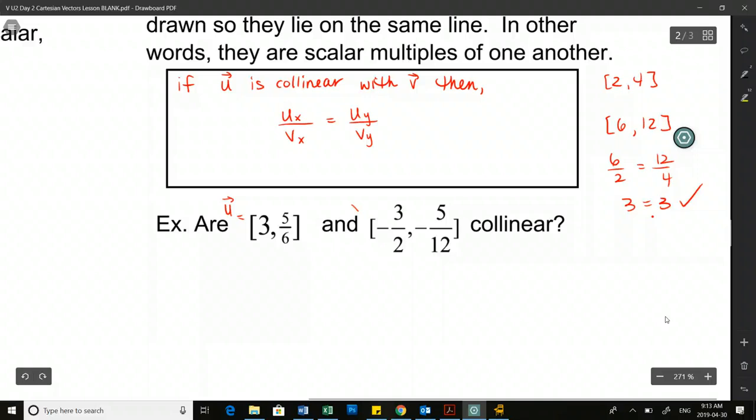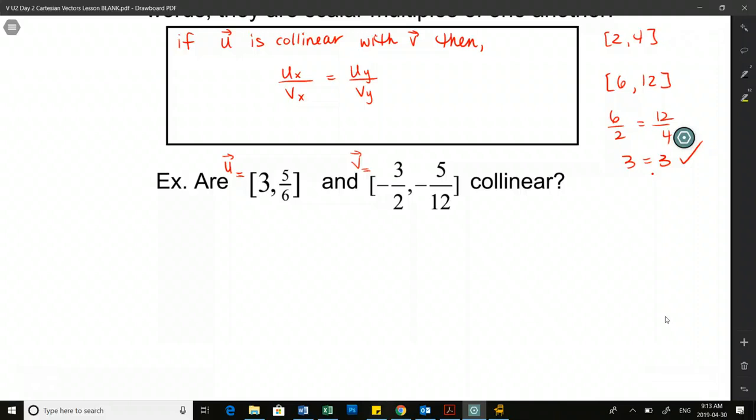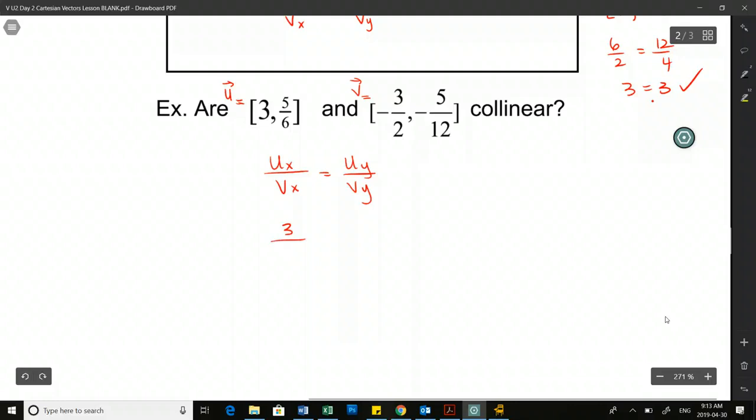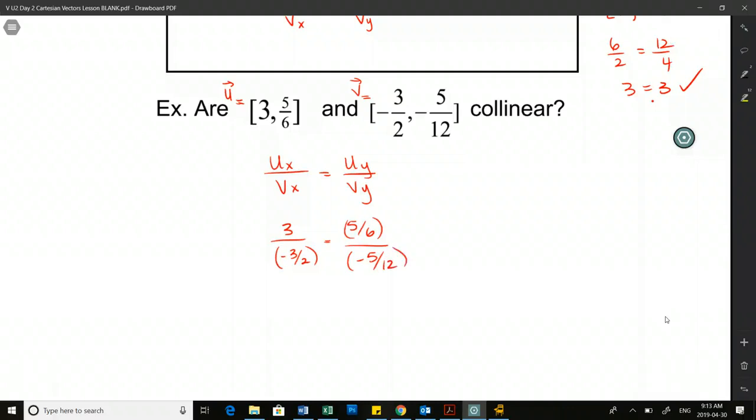Let's say that this is vector u, and we'll call this guy vector v. We're going to do a little check here. Again, you might be able to see with your eyes already if one of these is collinear with the other, but we'll do a check. We'll do the x of the u divided by the x of the v, and we'll see if that's equal to the y of the u divided by the y of the v. So I'm going to do 3 divided by the x of the v, and then 5/6 divided by our y of the v, which is negative 5/12.